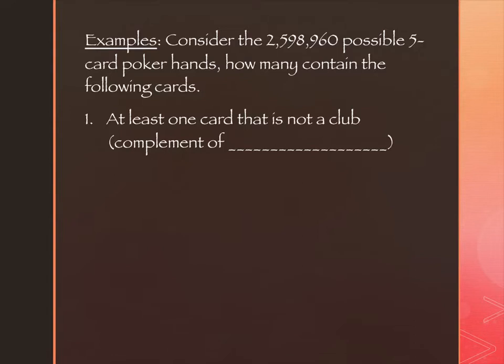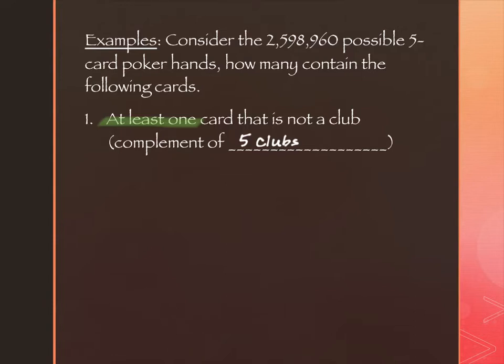So when we say this phrase, at least one, what we're going to be thinking of is, what do I want to not happen? So if I want at least one non-club in my hand, what is it that I don't want in my hand? 5 clubs. That's what I don't want, right? So this is the complement of having 5 clubs. Or you could say all clubs. I just don't want all clubs. That's the description here. Does that make sense?